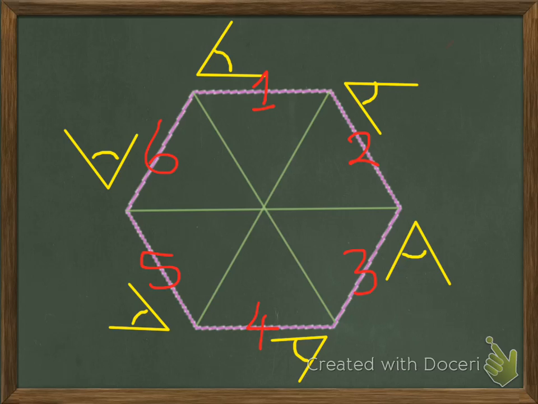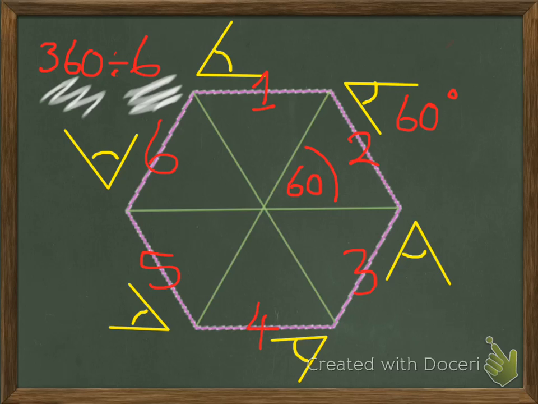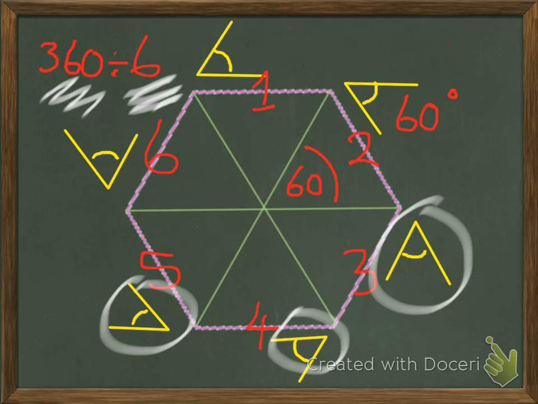So that must mean that each angle is worth 360, which is all of the angles, divided by 6, which means that each angle here is worth 60, so that angle there is worth 60 degrees. And that is the relationship with the number of sides. There are 6 sides, so it's always 360 divided by 6 that gives me my external angle value, and that's always the same.